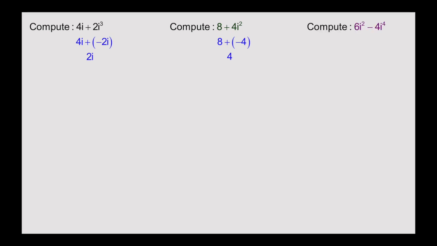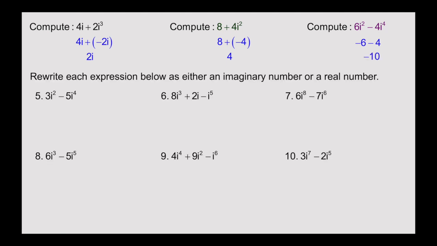Now for 6i squared minus 4i to the 4th, once again, I've got to change both of these. i squared turns into a negative 1, so this is going to be a negative 6. i to the 4th is really just going to cancel, so I'm left with negative 6 minus 4, which combines to give me negative 10. Now I'd like you to try examples 5 through 10 on your own. You're also going to classify them as an imaginary number or as a real number.